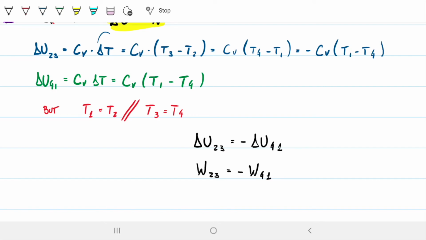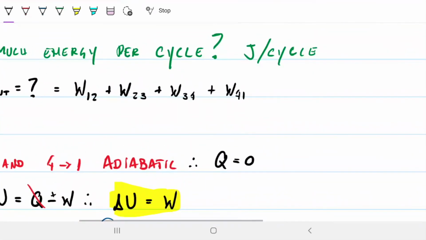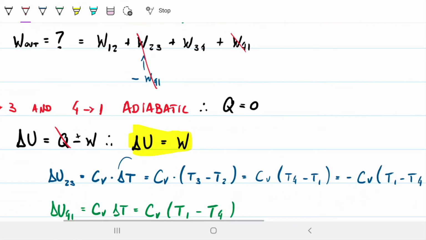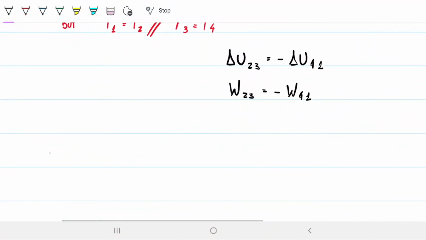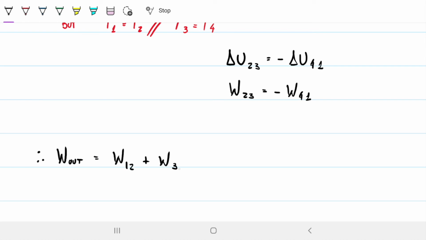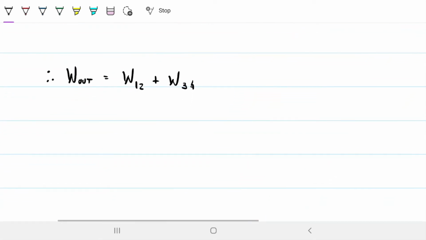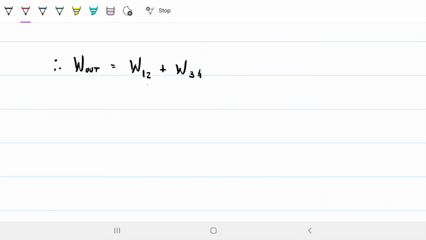So these guys are going to cancel each other, right? So I can substitute this here when I'm summing everything up. I can substitute, for instance, this guy here. I can write this guy as negative 4 to 1, and that obviously is going to cancel out these guys here. Okay, so already we can get rid of two of the works we're trying to find. We're just left with work from 1 to 2 and from 3 to 4. So work output is just work from 1 to 2 plus work from 3 to 4. Okay, now from 1 to 2, 3 to 4, we have isothermal transformations, both of them, right?